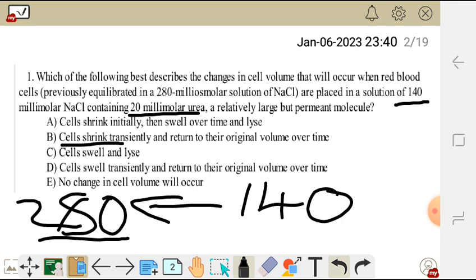So it will shrink transiently and return to original volume over time. Why? Because this urea is a relatively large but permeable molecule. It can cross the cell membrane of the cell. So over time the cell will return to its original volume. So the correct answer for question 1 is B. So let's move on to question 2.